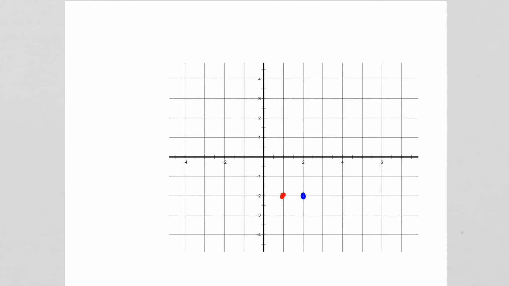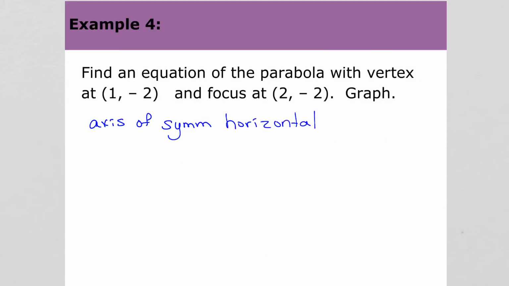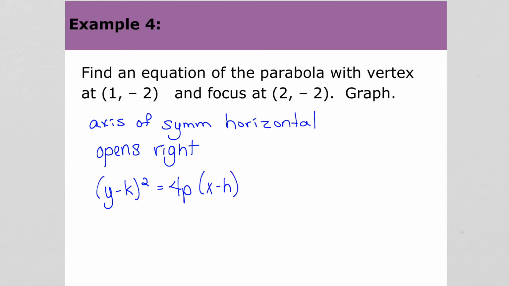And it tells us that the parabola, since it curves around the focus, has to open to the right. So that means we're going to use the equation. Since the axis of symmetry is horizontal, we start with y squared. So (y minus k) squared equals 4p times (x minus h).